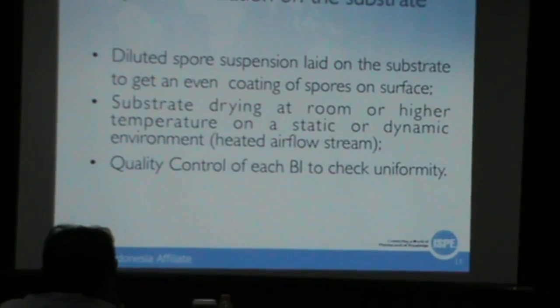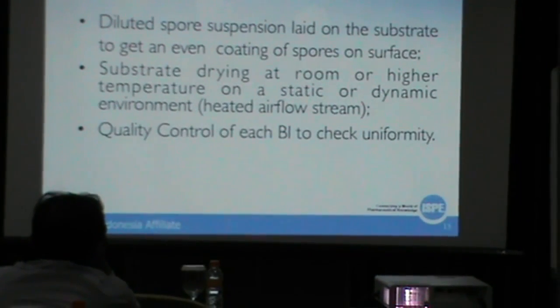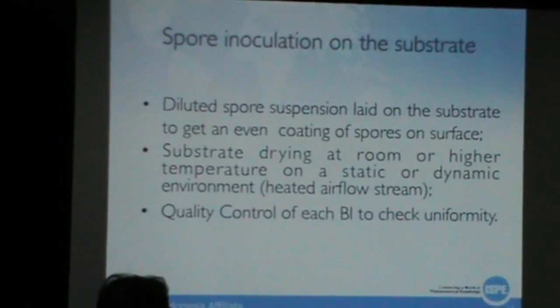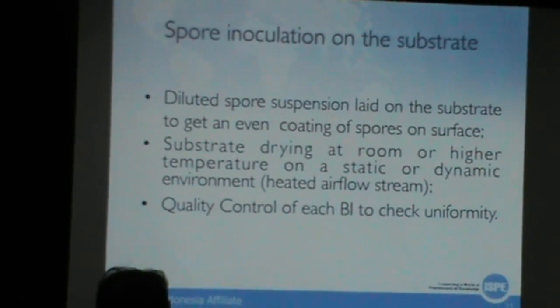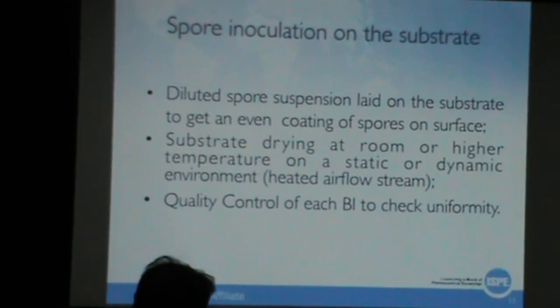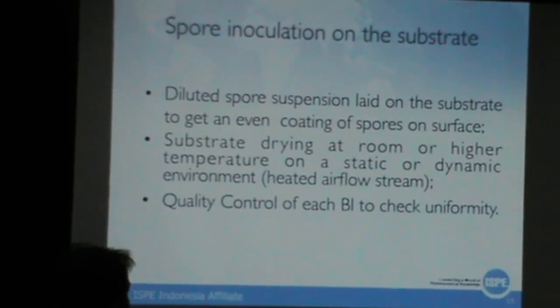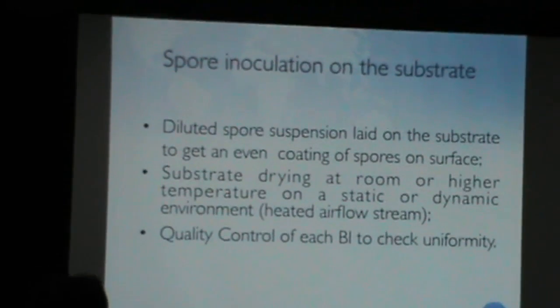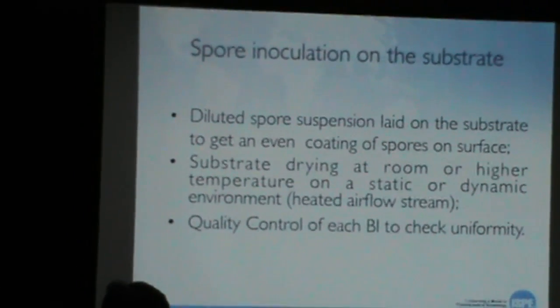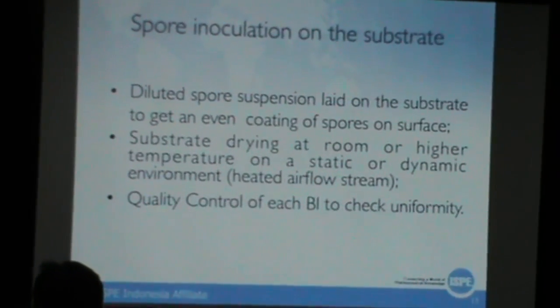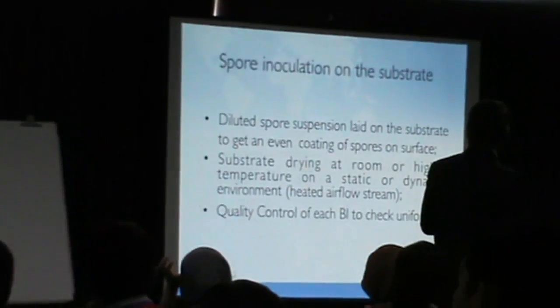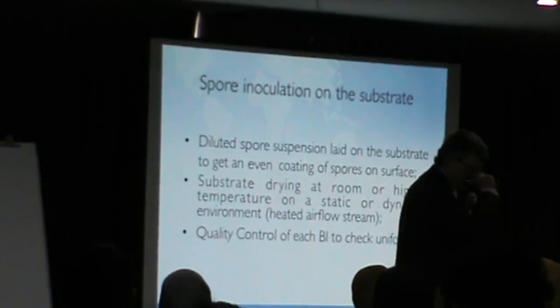So how can I make the inoculation on the substrate? I start from a spore diluted in a solvent, and then I put on my coupons a drop of the suspension. Then I make the substrate dry at room or higher temperature in a static or a dynamic environment, and then I check for the uniformity.